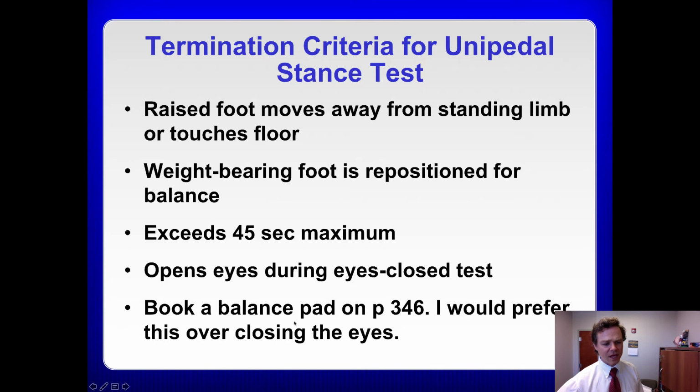Well, what I will say is this last line right here is the book mentions two things. They mention closing your eyes while doing the test. Closing your eyes definitely increases the difficulty of it. Personally, I would rather have the individual stand on a balance pad. This is typically blue, about maybe 2 inches thick foam pad. And when you stand on that, it makes the surface more squishy, makes the surface softer, makes the surface more imbalanced, and it's harder to maintain your balance from that.